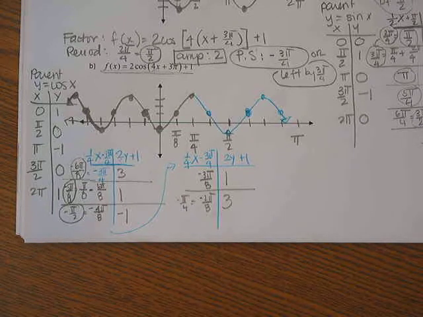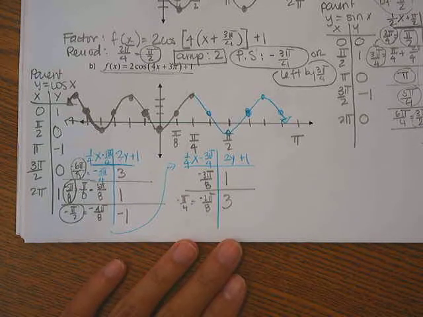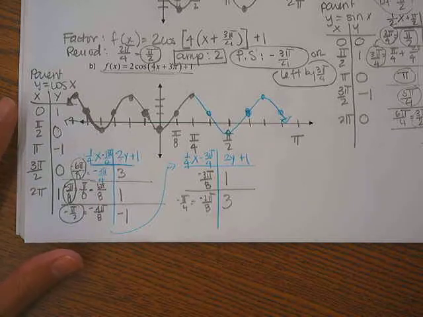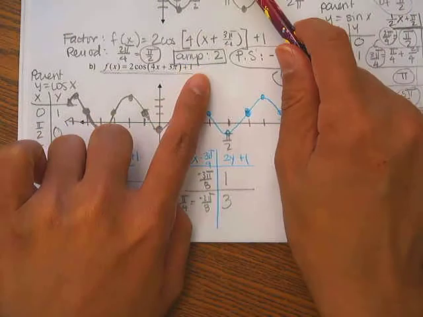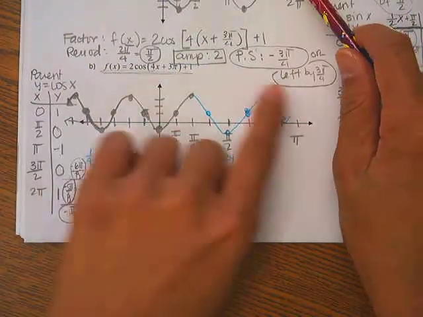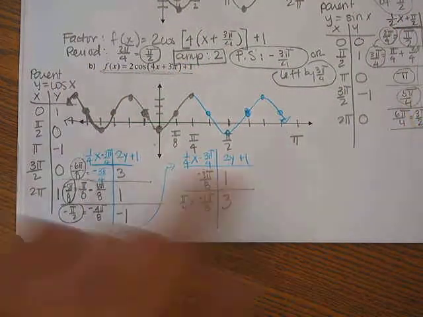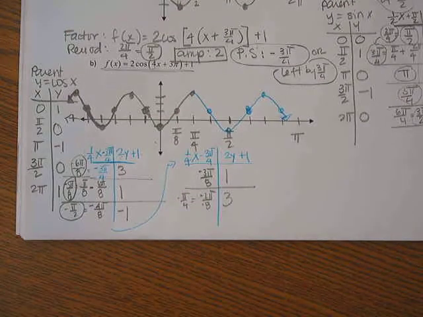All right, so with that, let's see. Did we answer everything we need to answer? Okay, amplitude, check. Period, check. Phase shift, check. Graph, check. Key points, which is the table, check. All right, 2 full cycles. We have more than that, so we are good.